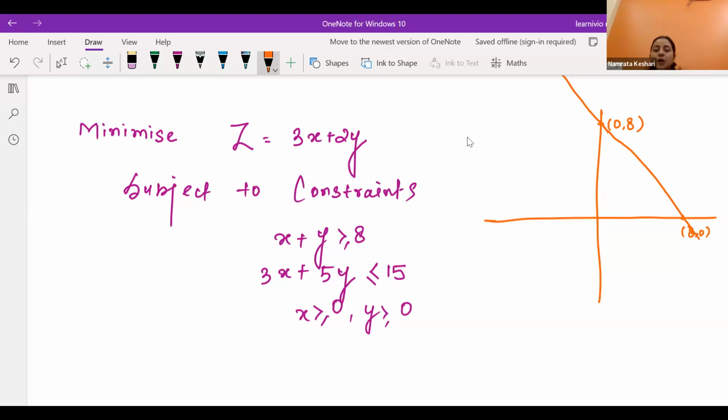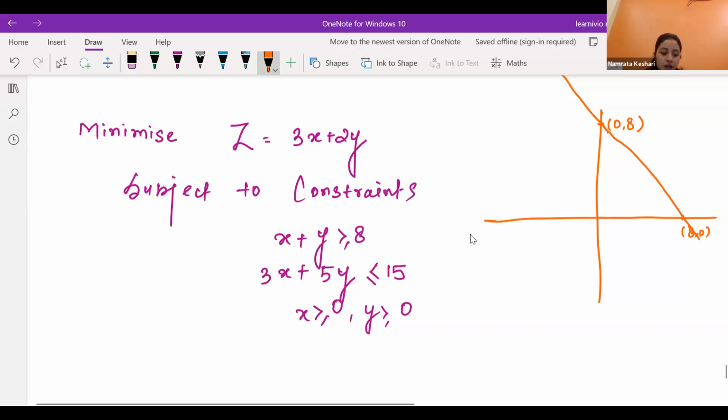Now, which part is the shaded region? This line is there, the left part or the right part? Left. If I am substituting 0, 0 over here, is 0 bigger than or equals to 8? No. So it is the right one, right? That's how we check.